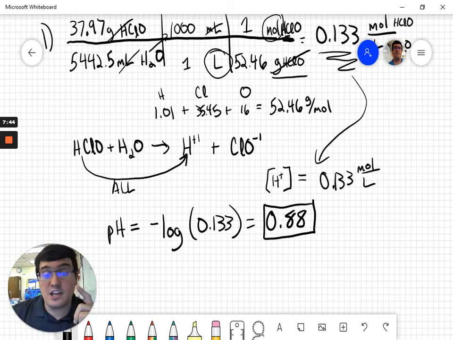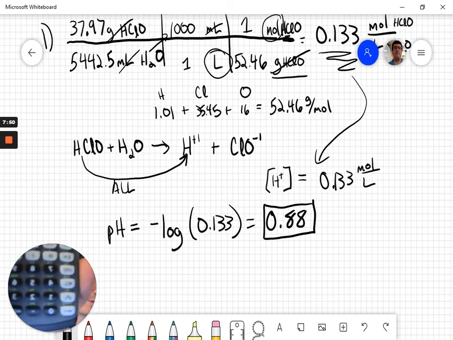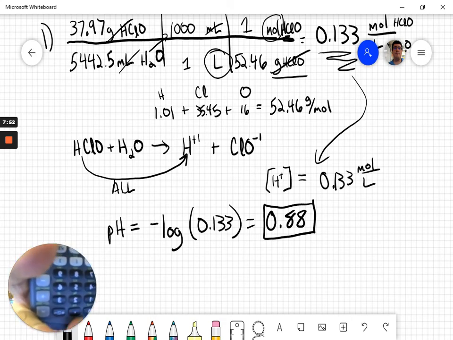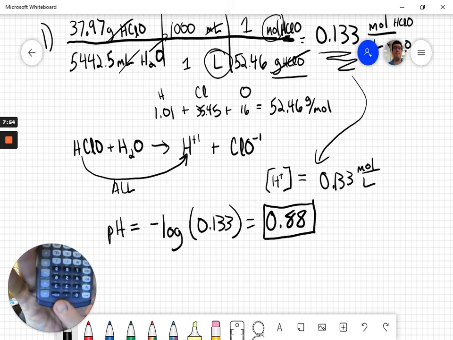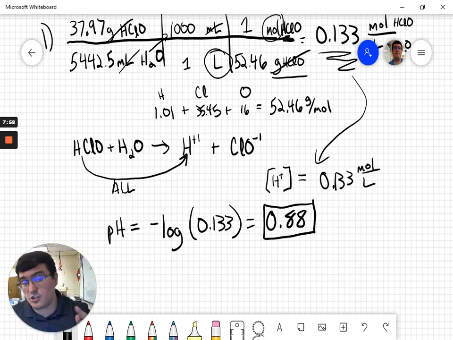So make sure whenever you're using your calculator, you use the correct button for minus, because if you don't, you'll get the wrong answer. So the negative button on this one is right next to the decimal place right there. Make sure you use the right negative button, otherwise you're going to get the wrong answer. That's how you do a basic pH problem right there. Work all the even problems for the homework.